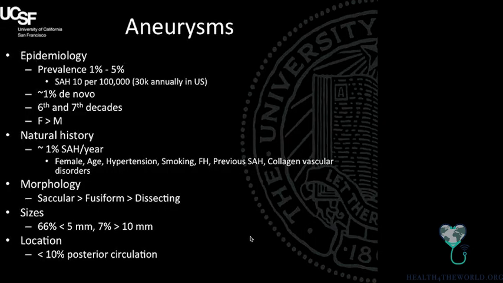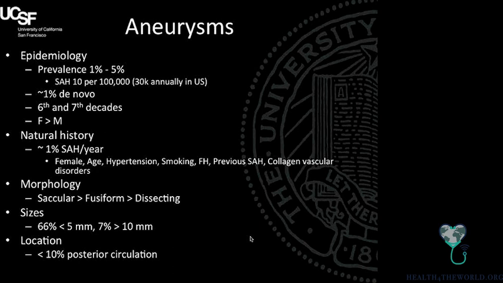In the U.S., it's a pretty significant cause of bleeding within the brain. About 30,000 subarachnoid hemorrhages are related to aneurysms every year. And the prevalence varies depending on which population you're in. It's higher in Japanese and Finnish populations. In the U.S., it ranges somewhere between 3%. It manifests more often in patients in their 50s and 60s, and it's much more common in women than men.